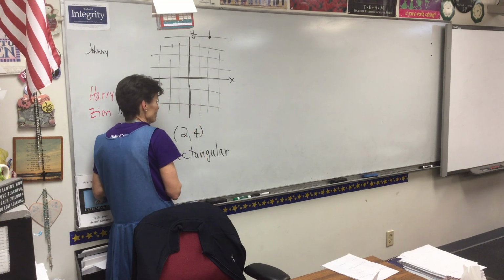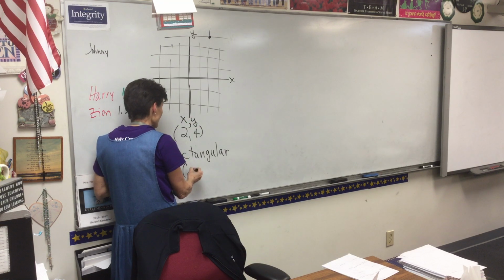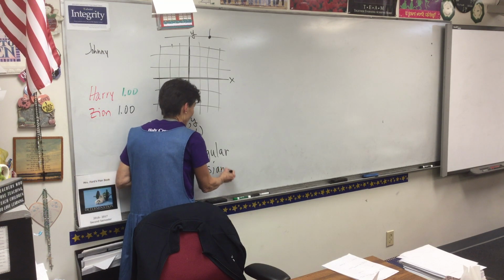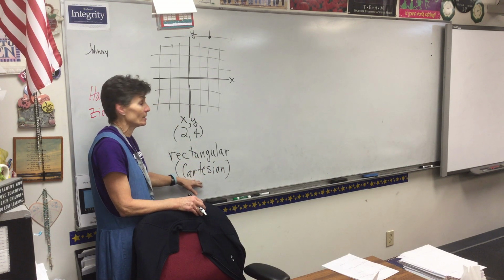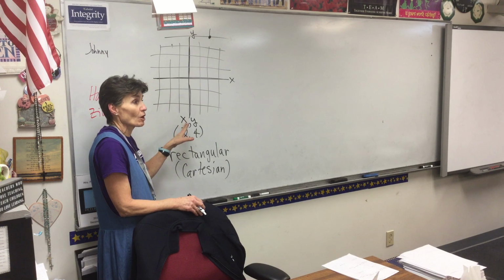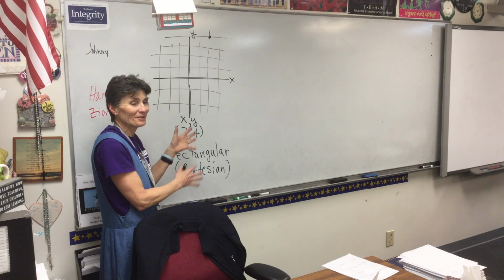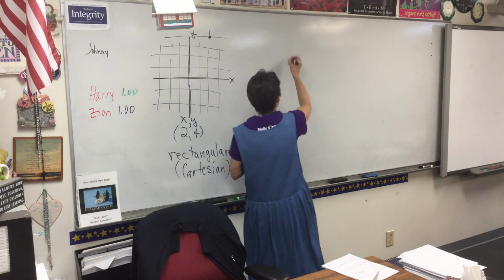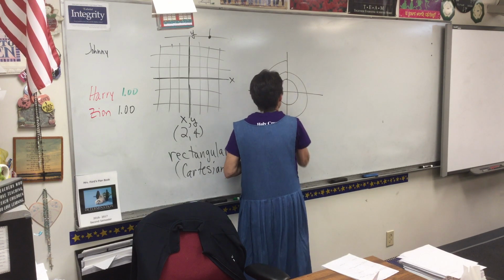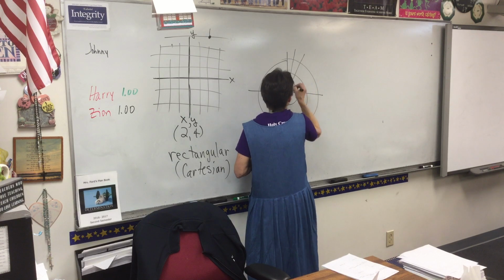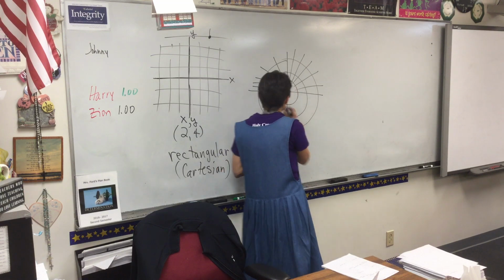Sometimes this system, where ordered pairs are x, y, is called Cartesian. So you'll hear both words, rectangular and Cartesian, and they both mean your ordered pairs are x, y. And that's how it's been your whole life till today. This is a big day because now we're going to look at a system of graphing that is not rectangular.